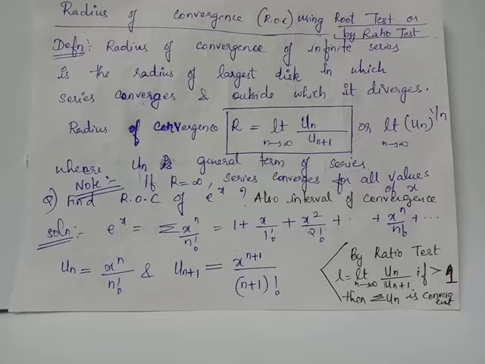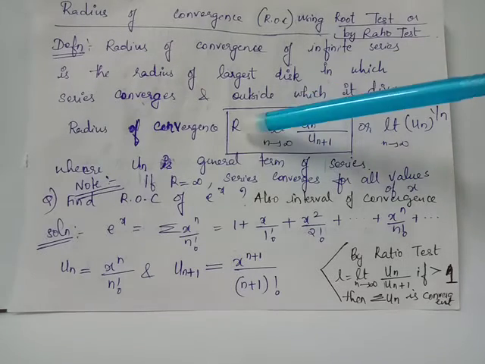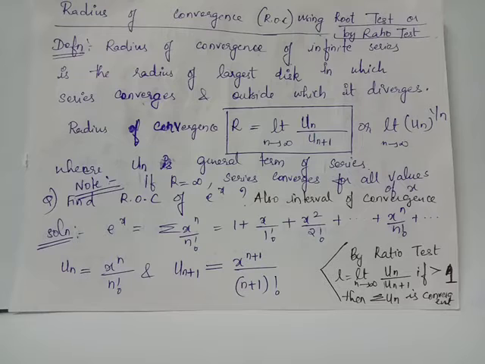First of all, we can find out the interval of convergence, and looking at the interval of convergence, we can find out the radius of convergence, or directly if you wish to find out radius of convergence, you have to evaluate limit n tends to infinity u_n by u_(n+1) or limit n tends to infinity |u_n| the whole raised to 1 by n. Radius of convergence R will be equal to these limiting values.